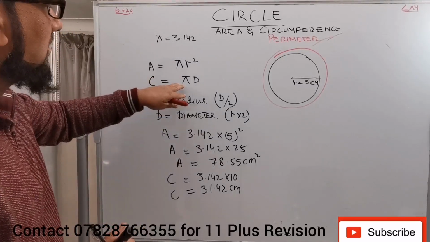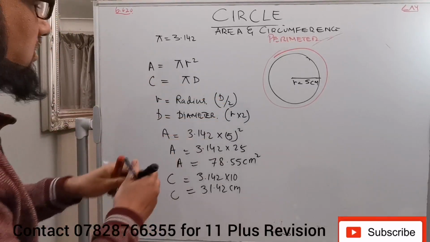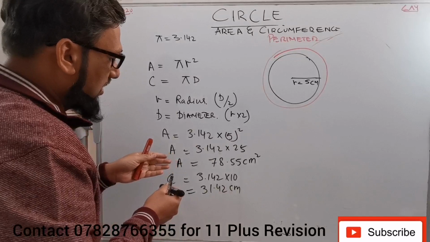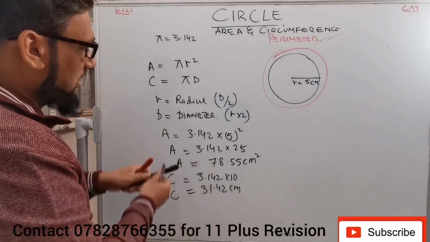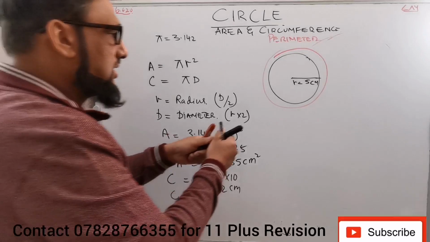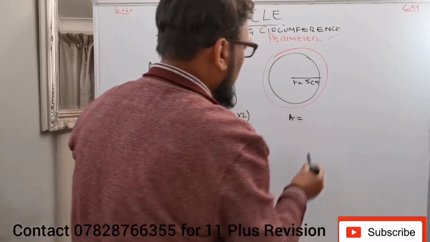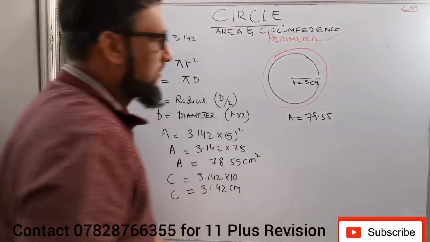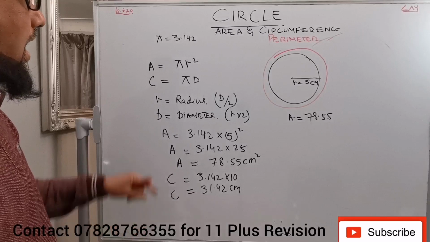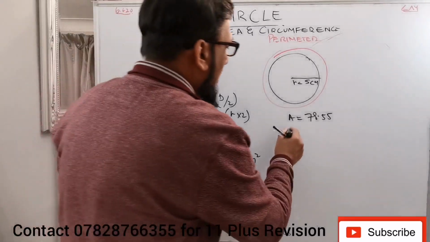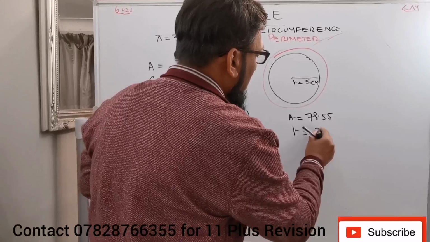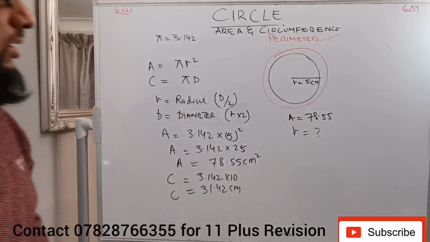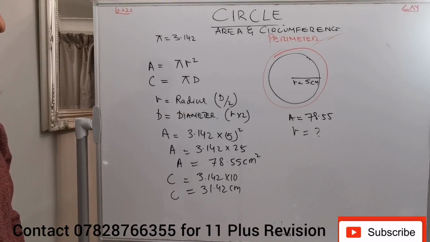For example, if the examiner gives you the area, say we found 78.55. So the area is given, and this is a reverse calculation. The area of the circle is given as 78.55, and they ask about the radius or diameter of the circle.